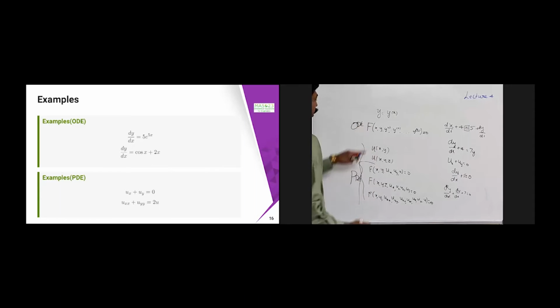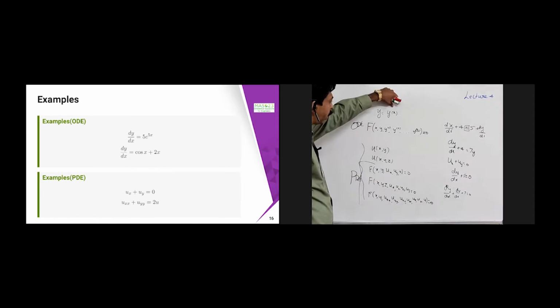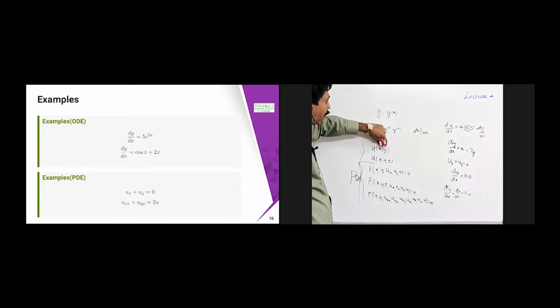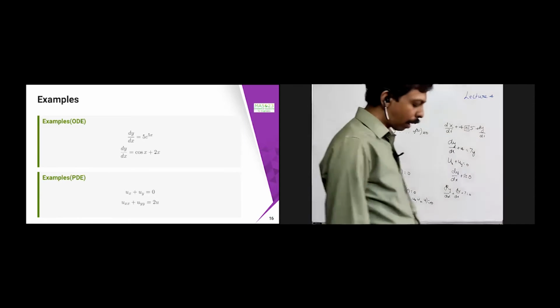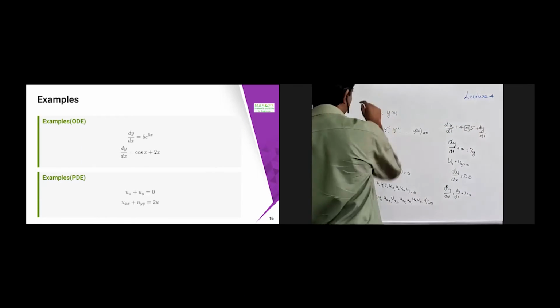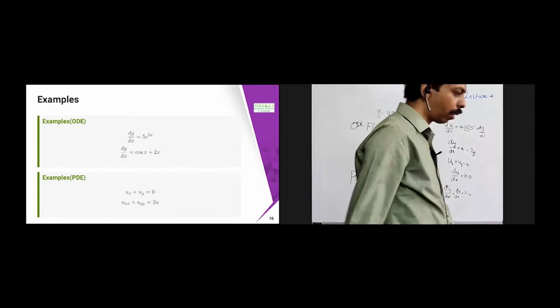Here y is a function of only one independent variable. Here u is a dependent variable and two inputs are there. If multiple inputs are there and you are finding a differential equation with the derivatives, that is called a partial differential equation. Only one independent variable is there, that is called an ordinary differential equation.